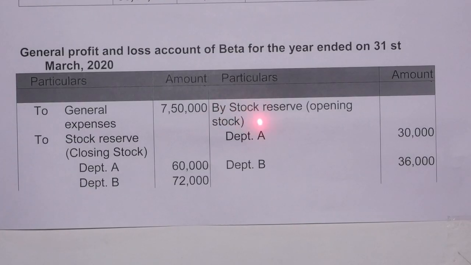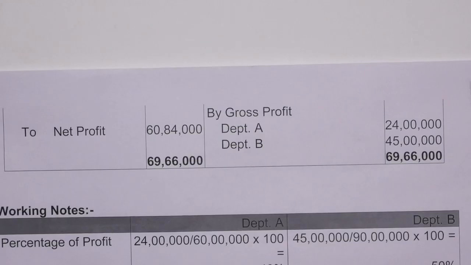So by stock reserve, opening stock: Department A 30,000, Department B 36,000. To stock reserve, closing stock: Department A 60,000, Department B 72,000. By gross profit, Department A 24 lakh, Department B 45 lakh. So the balancing figure will be net profit of rupees 60 lakh 84,000. X Limited will get net profit of rupees 60 lakh 84,000.